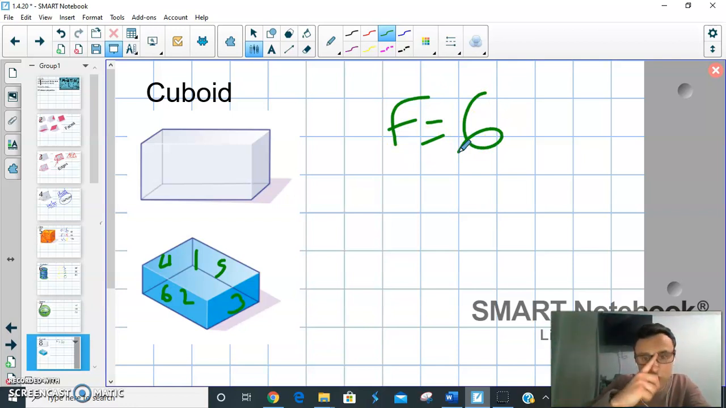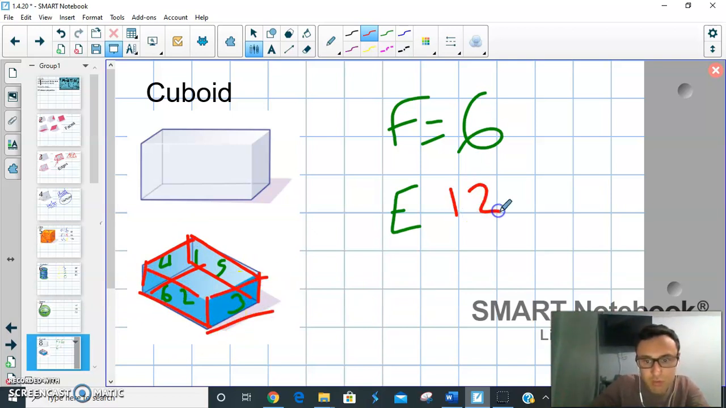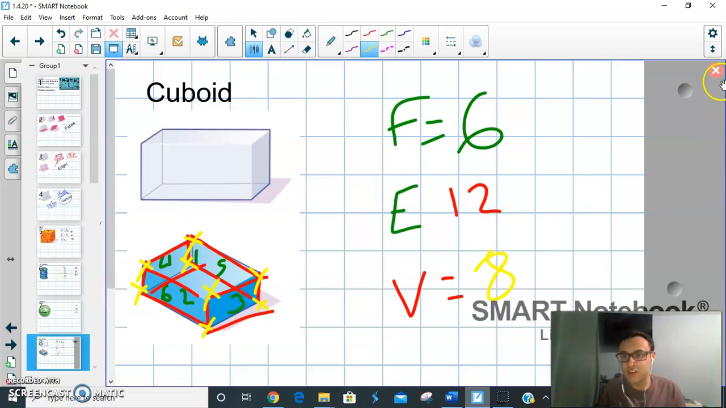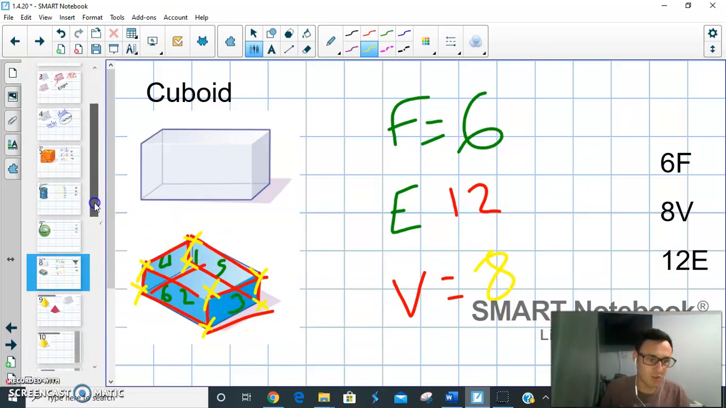It's a bit like a cube, isn't it? So I think it might have similar properties. Edges then, if I run my finger along there, 1, 2, 3, 4, 5, 6, 7, 8, 9, 10, 11, all 12 edges. What about vertices then? Points. 1, 2, 3, 4, 5, 6, 7, 8, and it's got 8 vertices, which is the exact same as a cube, except this is rectangles joined together, and the cube is just all squares joined together.